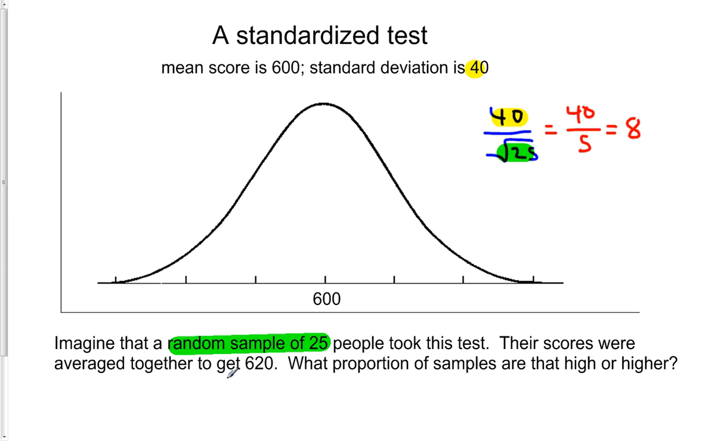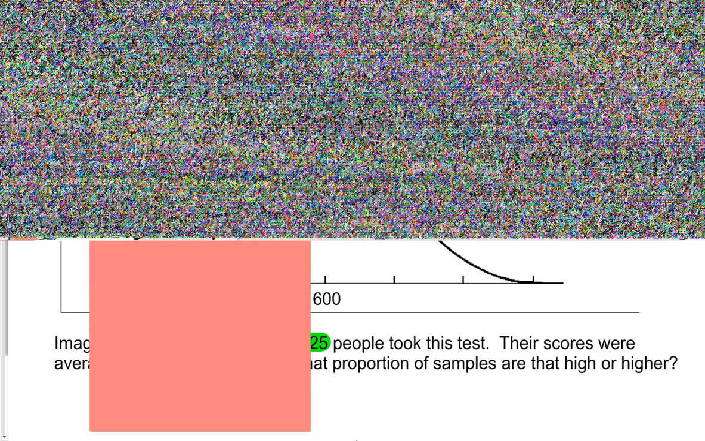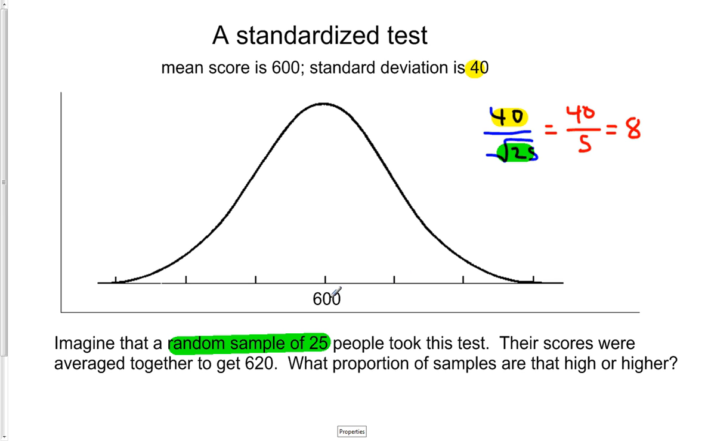Their scores were averaged together to get 620. What proportion of samples are that high or higher? Well, if we go ahead and use our new standard deviation for our picture, we can label our markings here. So we have 600. The next one's going to be 608 because we're going up one standard deviation using the new number, not the old one. And then 616 and so forth, and we can go the other direction. So the average is 620. Well, 620 is going to be about halfway between the second and third marking here.